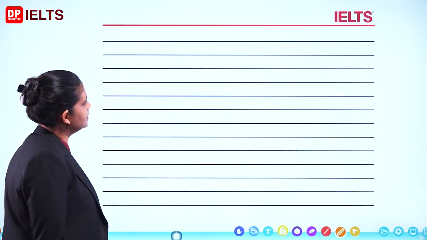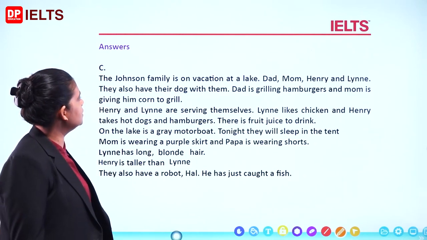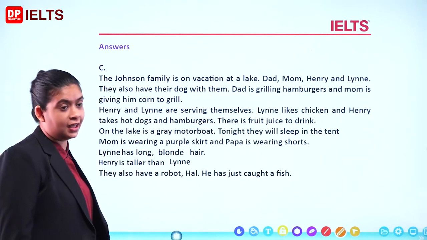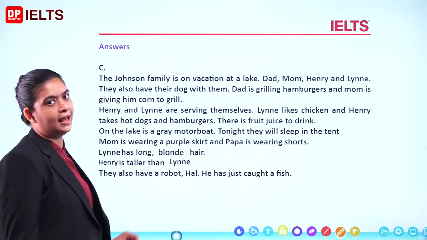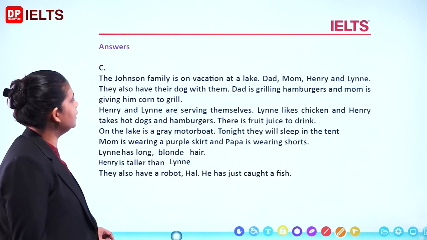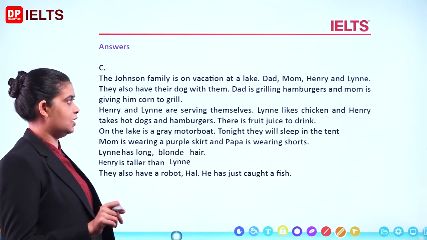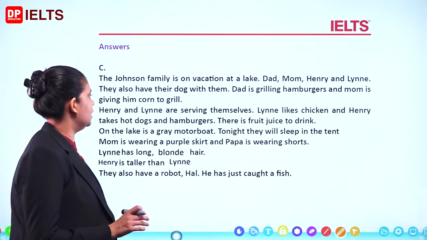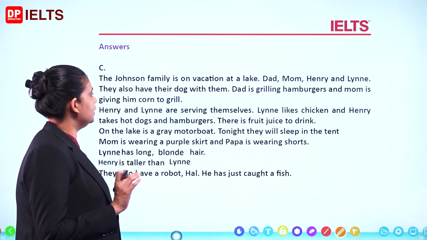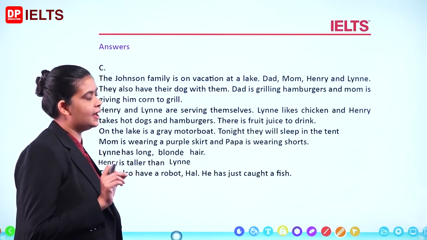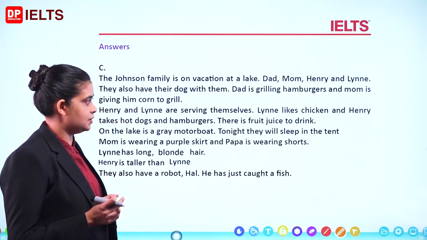Let's have a look at a sample answer. Maybe they are going to learn a puluwa, right? The Johnson's family is on holiday or vacation at a lake. Dad, Mum, Henry, and Lynn. They also have their dog with them. Dad is grilling hamburgers and Mum is giving him corn to grill. Henry and Lynn are serving themselves. Lynn likes chicken and Henry takes hot dogs and hamburgers.